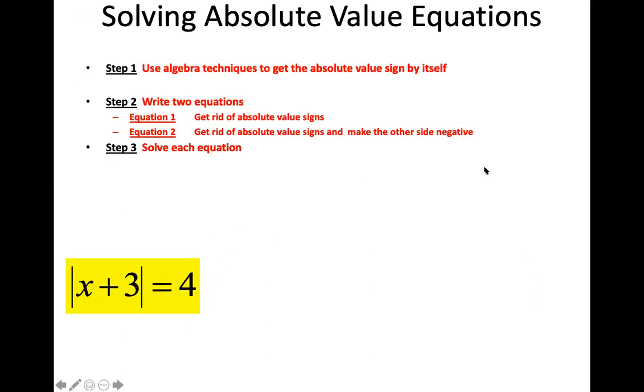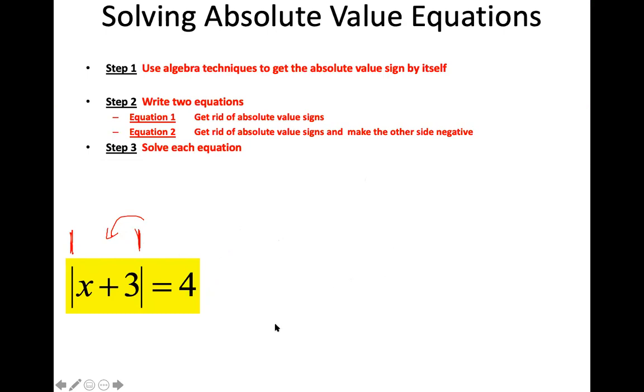Let's see that again. The steps say get the absolute value symbols by themselves. Here comes a complicated one. Notice absolute value symbols right here are by themselves. There's nothing attached to them. That plus 3 is on the inside of the absolute value. That's fine. We're trying to get literally the absolute value symbols by themselves. They're by themselves. So we immediately jump to step number 2.